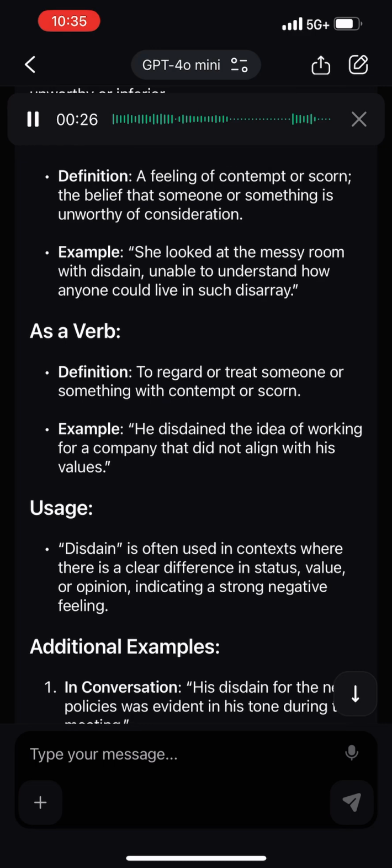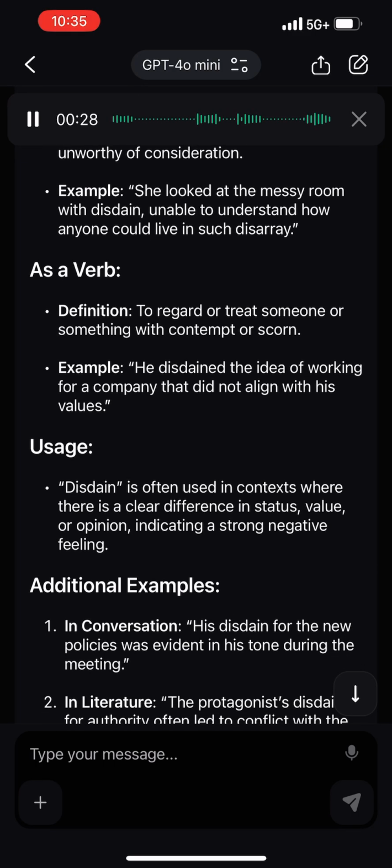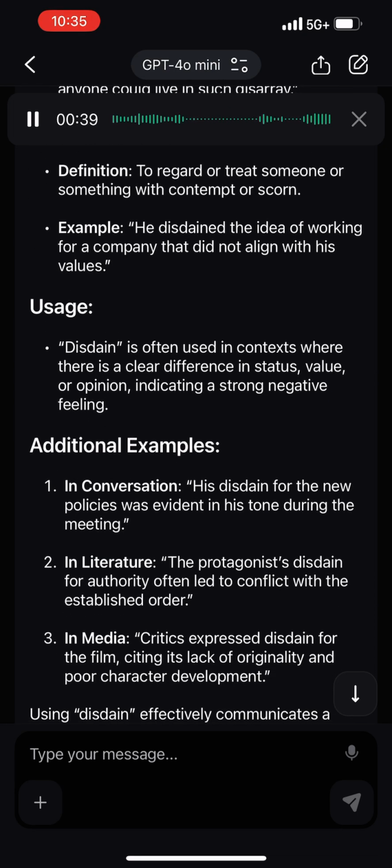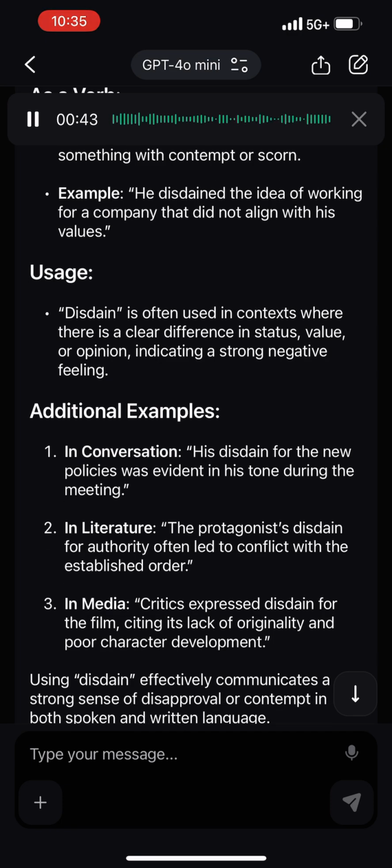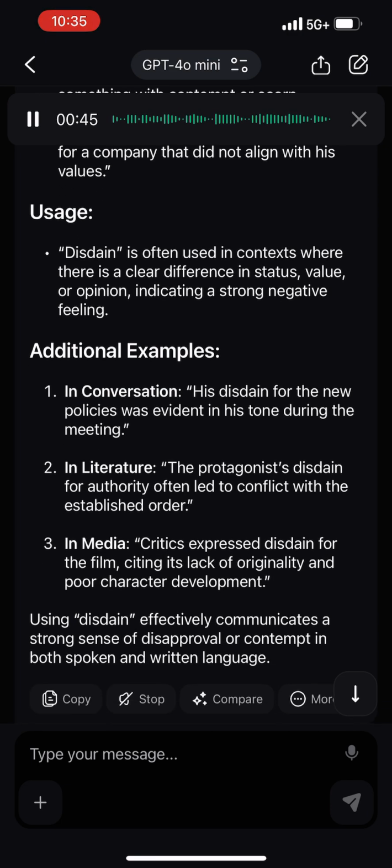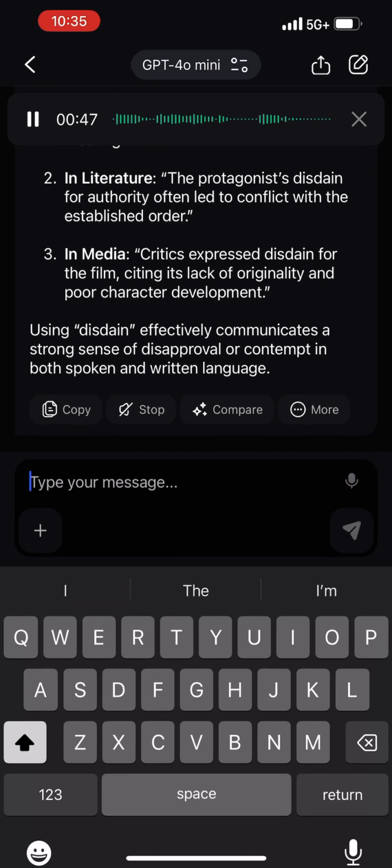As a verb. Definition. To regard or treat someone or something with contempt or scorn. Example, he disdained the idea of working for a company that did not align with his values. Usage. Disdain is often used in contexts where there is a clear difference in status, value, or opinion, indicating a strong negative feeling. Additional examples. 1.